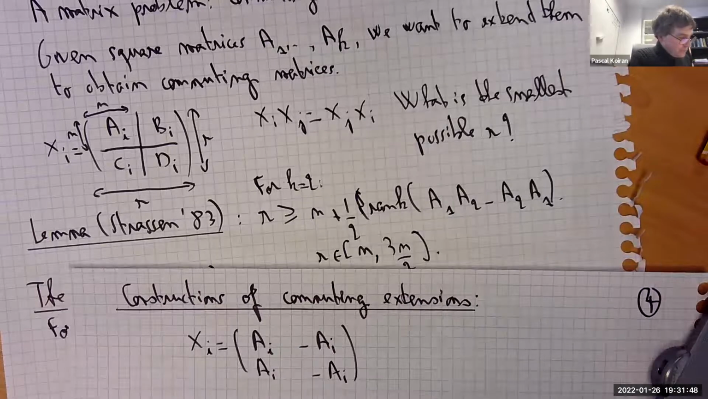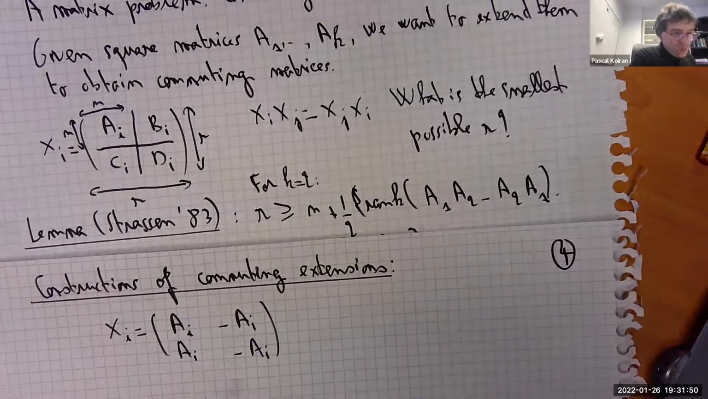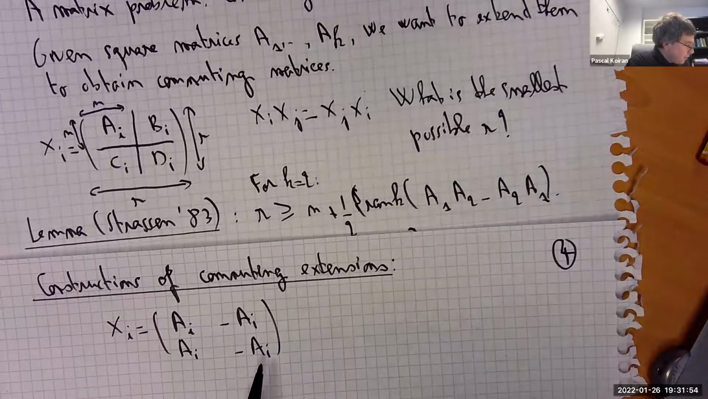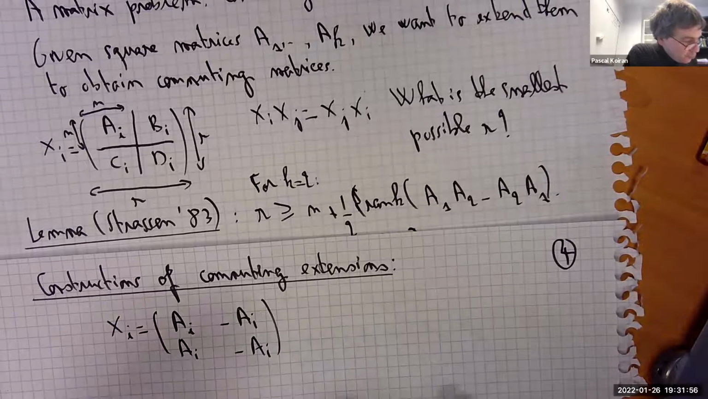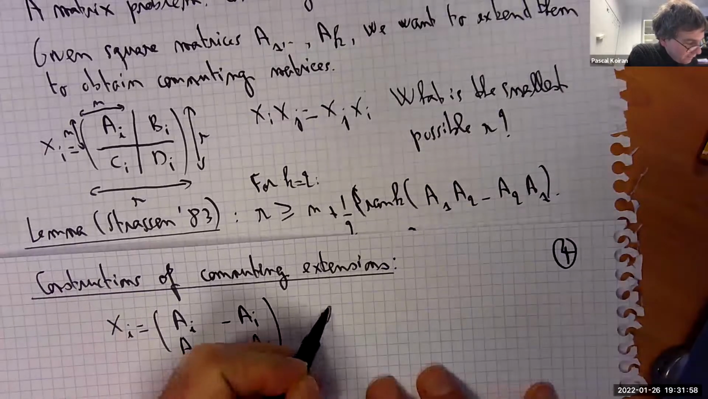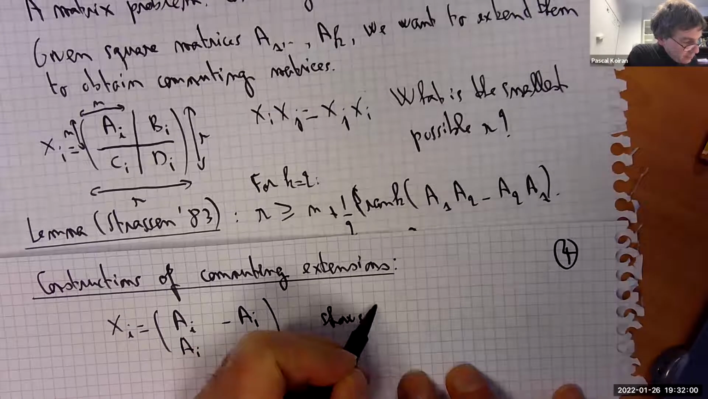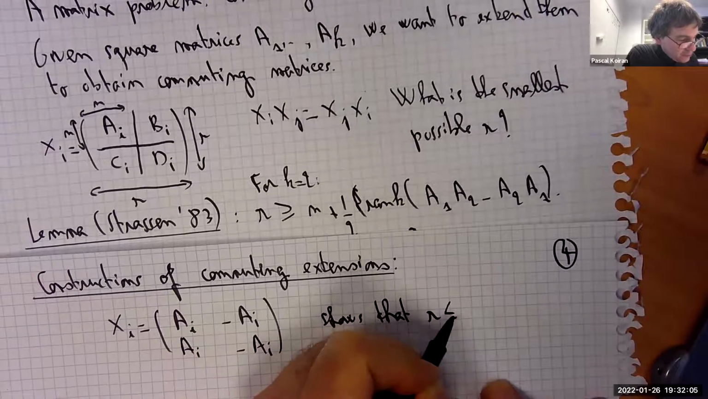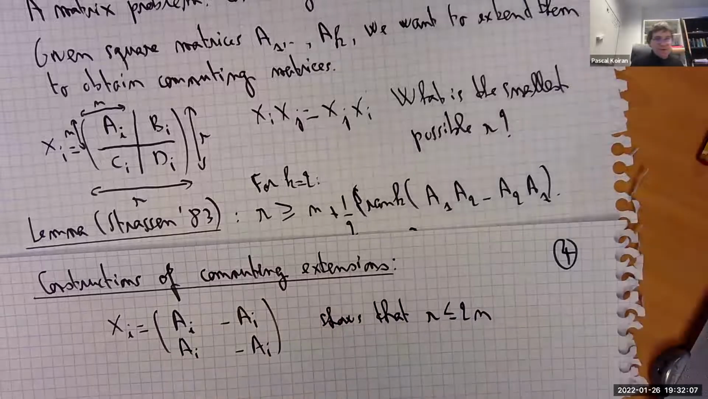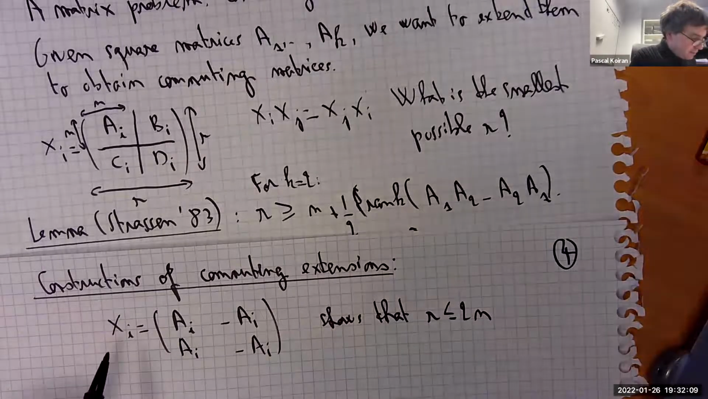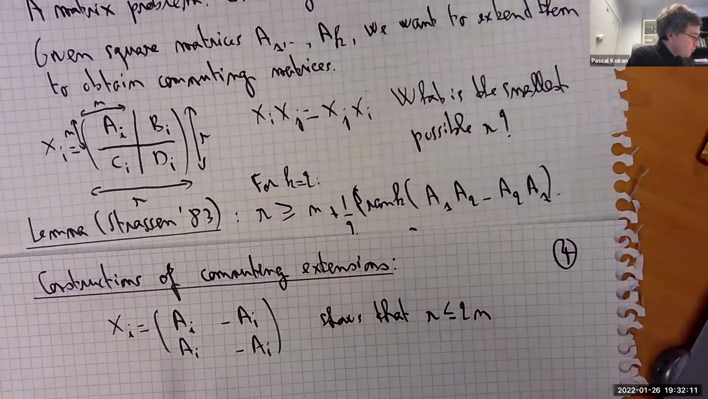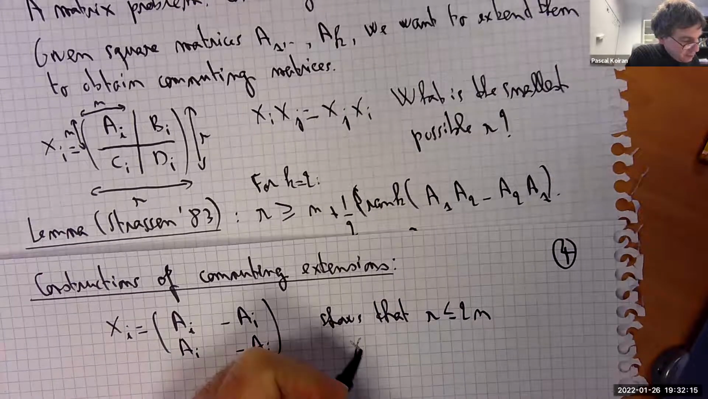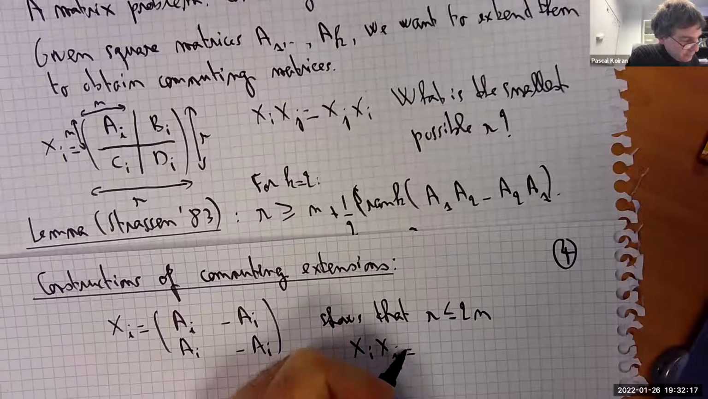This construction is due to Yeohan's rhythm, and as you can see, it shows that R can always be upper bounded by 2n. It's a 2n by 2n matrix, this xi here, and the reason that they commute is simply that all the products are 0.